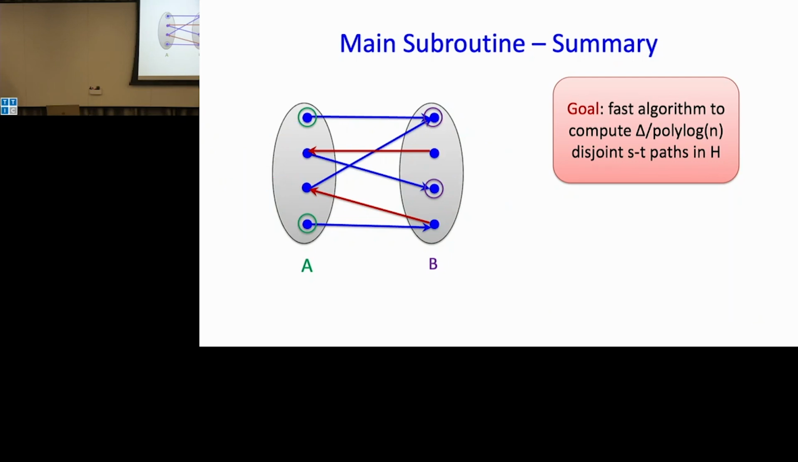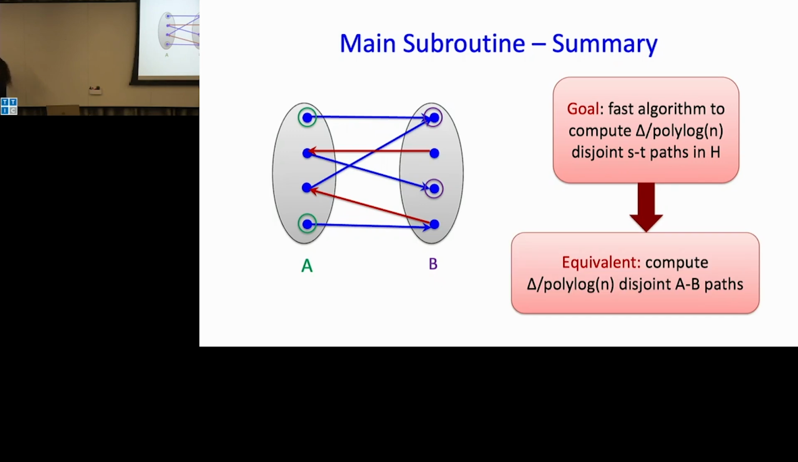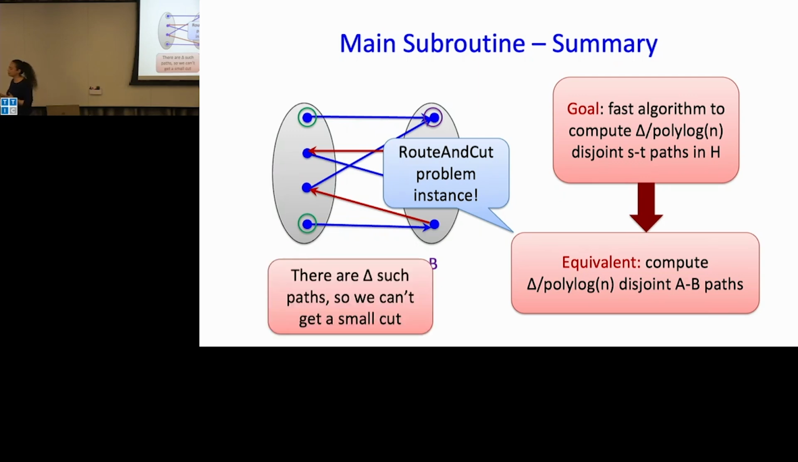And now if I ignore A and B, S and T, then this question is simply compute delta over polylog n disjoint A to B paths. In other words, it's simply an instance of the route and cut problem. And in the route and cut problem, if we don't manage to compute many of these paths, we may produce a small cut that proves that such paths don't exist. But in our case, this will never happen because we know that there are delta disjoint paths connecting S to T. So we will always get this routing, and that's it.